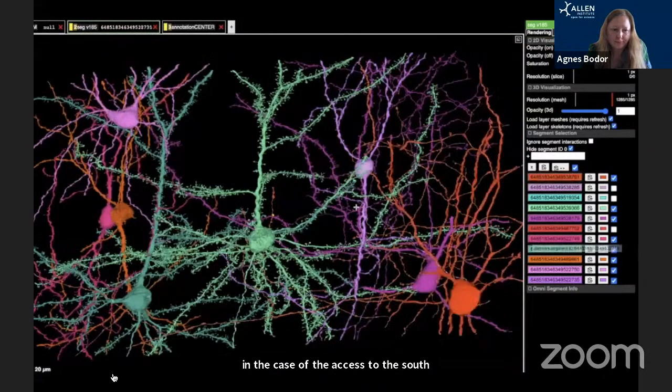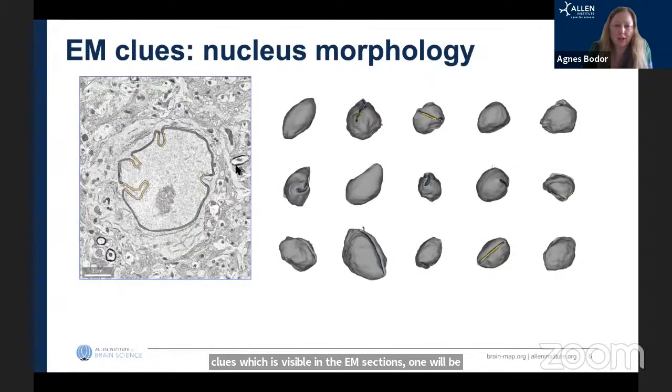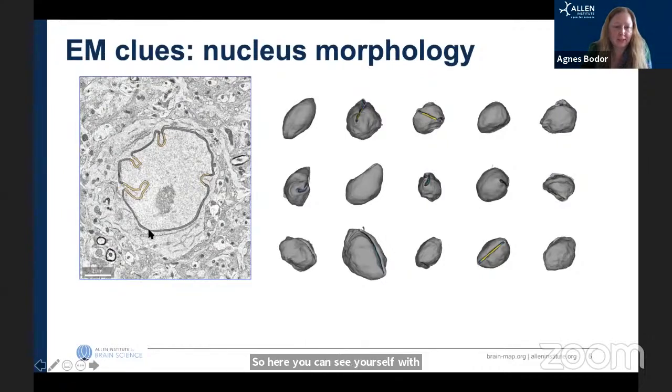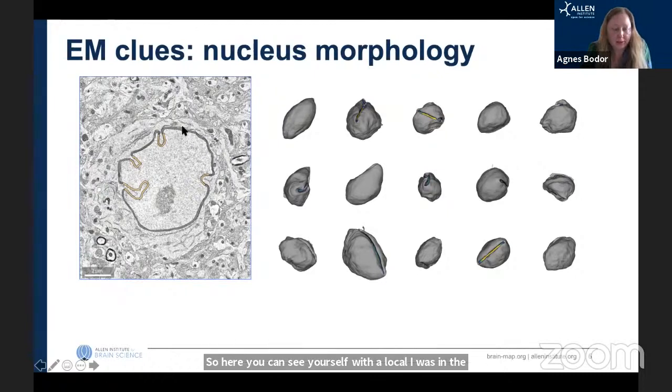You can see here. So next, I will talk about the electron microscopy clues visible in the EM sections. One will be about the nuclear membrane and another about the synapse structure. So here you can see a cell with a nucleus in the middle, and the nuclear membrane is labeled with dark gray and the folds with yellow.